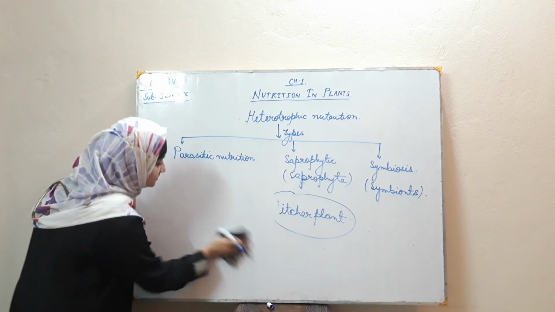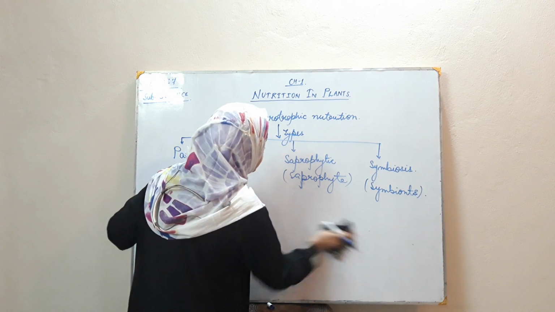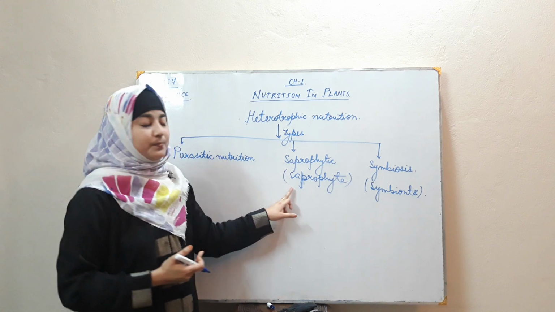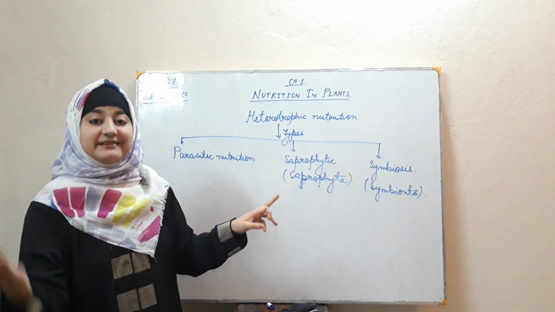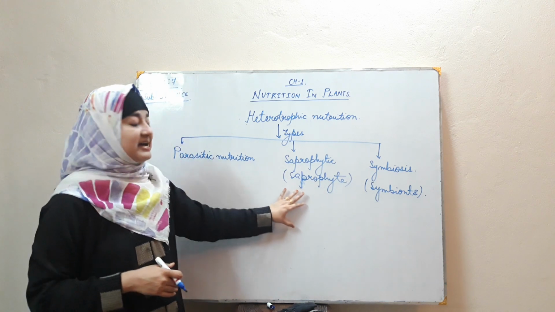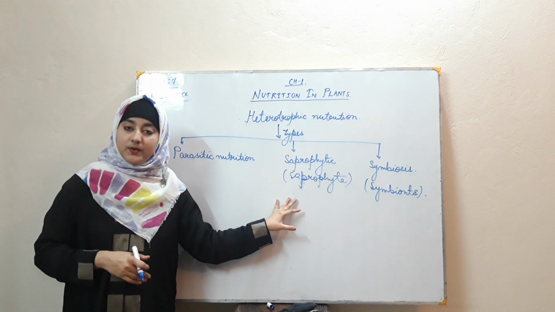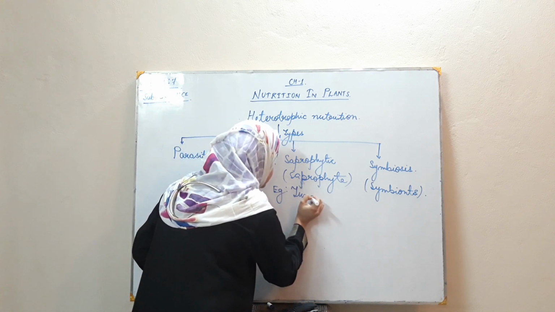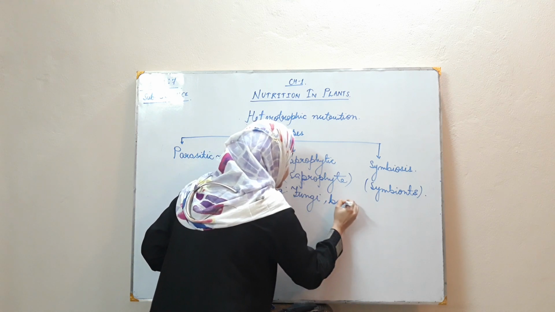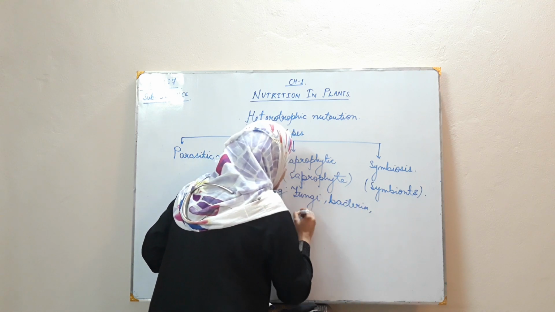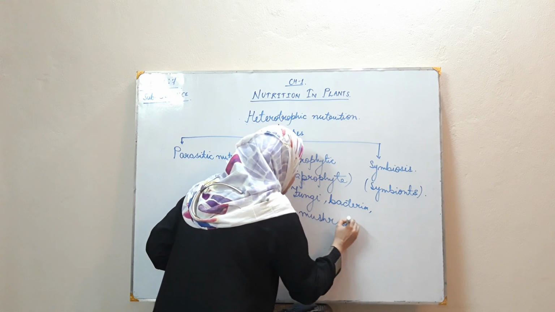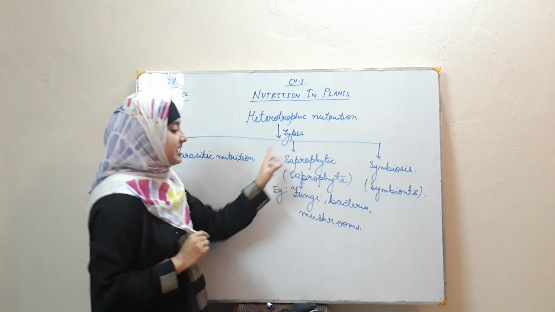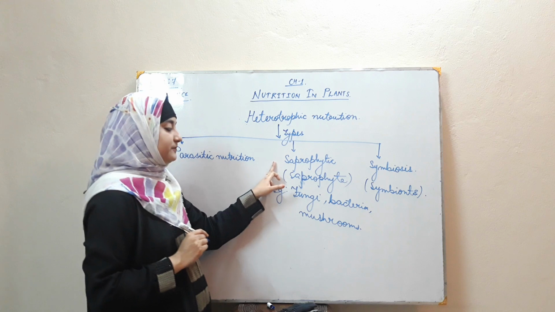And then comes another type of heterotrophic nutrition, which is saprophytic nutrition. First, what are saprophytes? These are a group of organisms which derive their nutrition from dead and decaying organic matter. For example, fungi, bacteria, mushrooms, and so on. These are a few examples of saprophytes, and the type of nutrition they have is saprophytic nutrition.